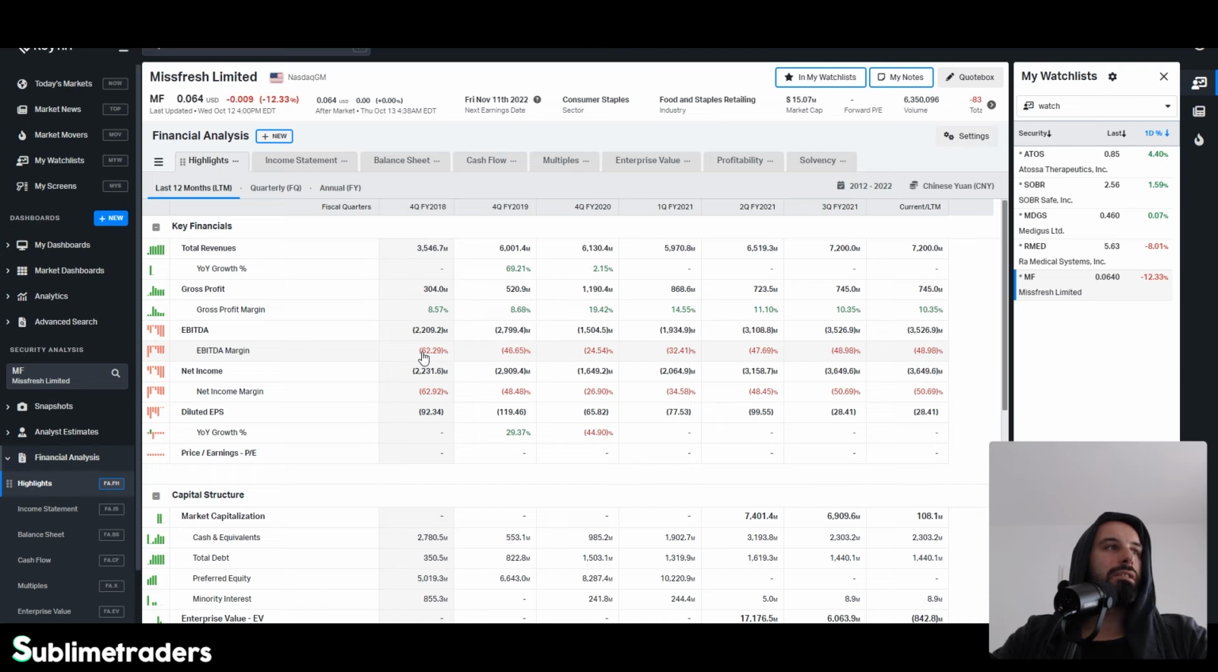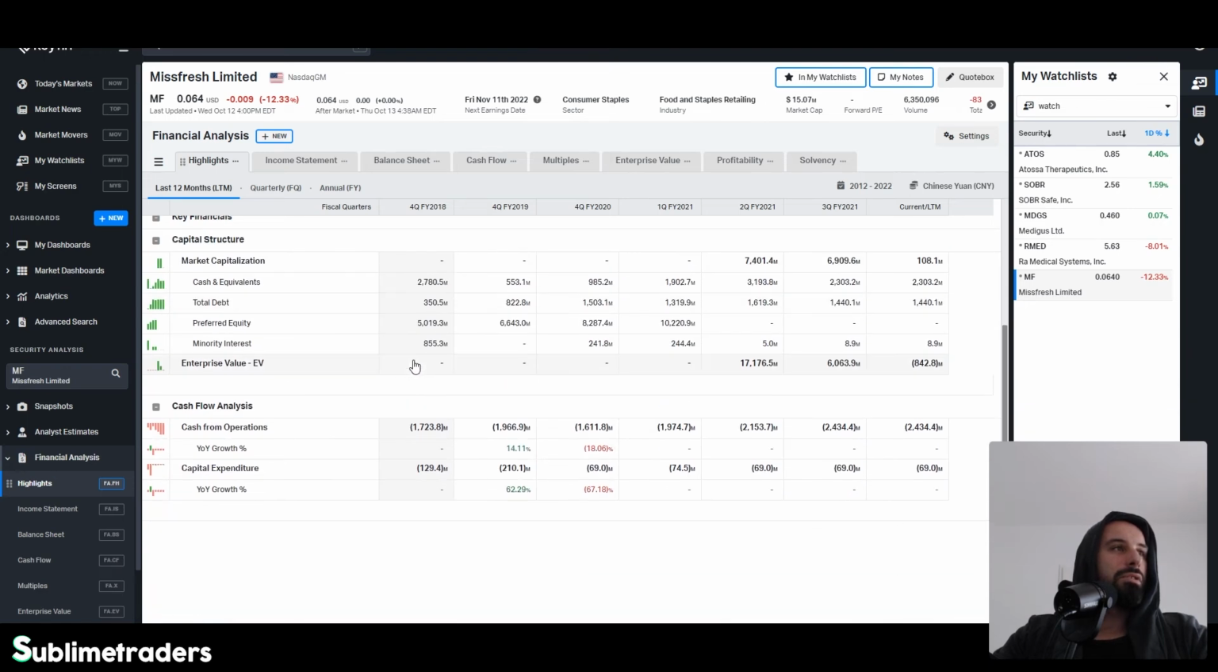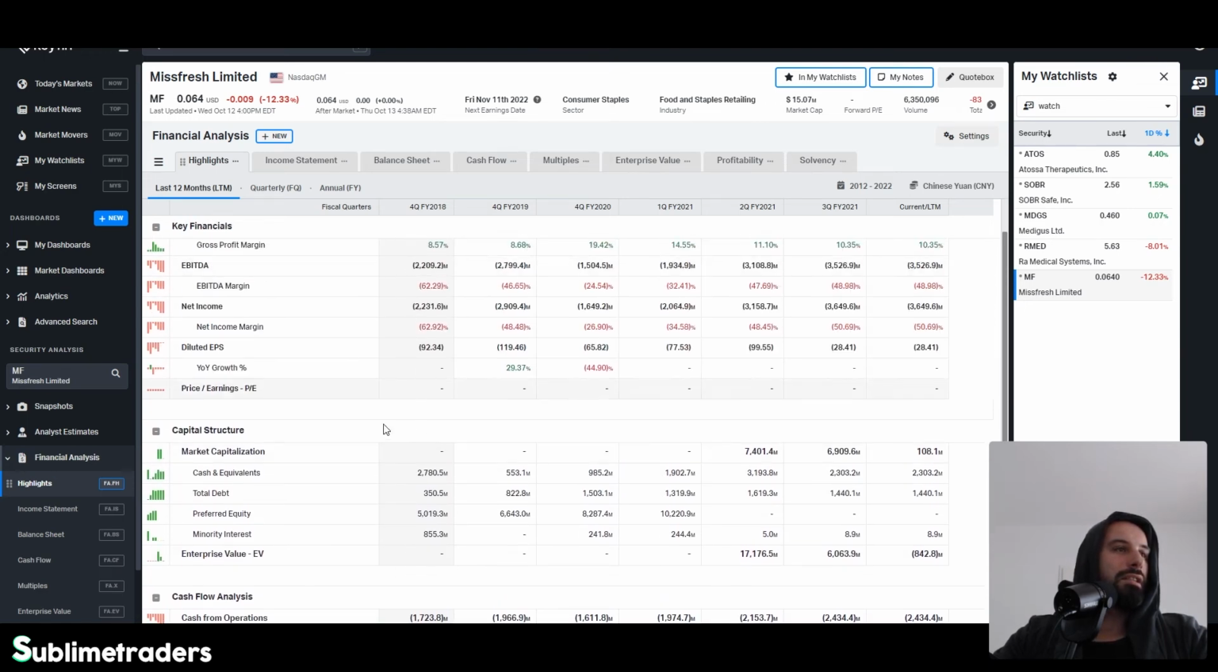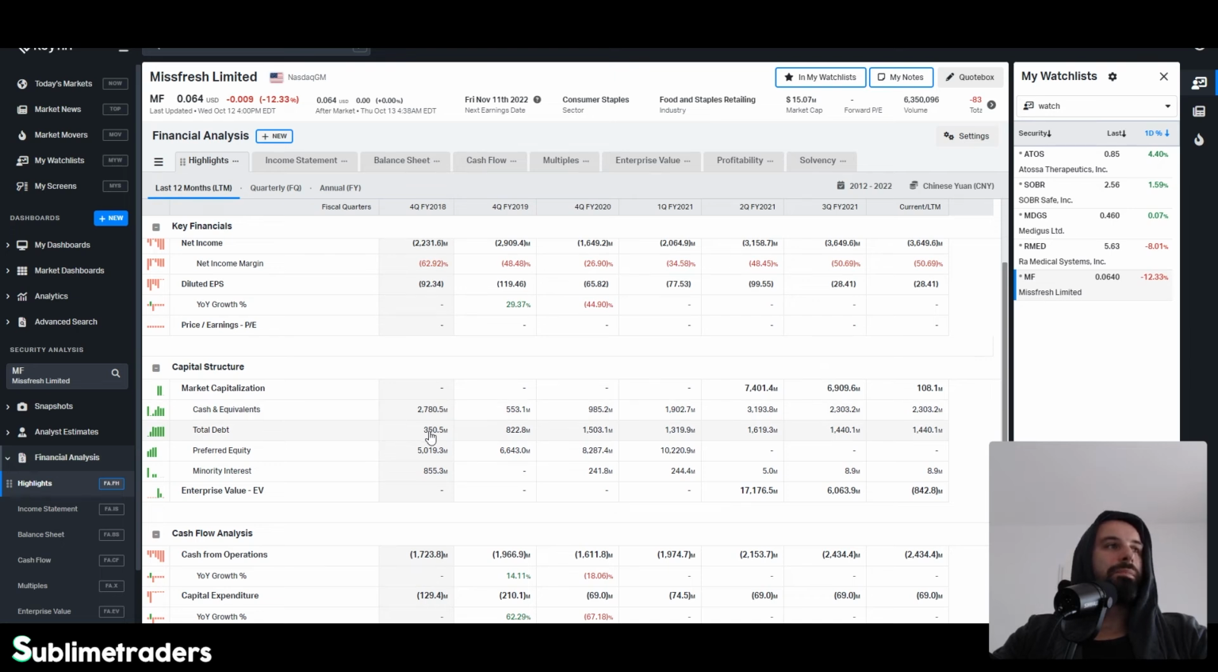EBITDA is earnings before interest, depreciation and amortization. So this is also a good number to have. I'm also looking at this one right here. It needs to be positive, of course. Net income margin is also important, but less than the others. And also the total debt compared to cash and equivalents. So we never want to have a company that has more debt than cash and equivalents. This would mean that it is not profitable, and it is really risky to play a split right here.